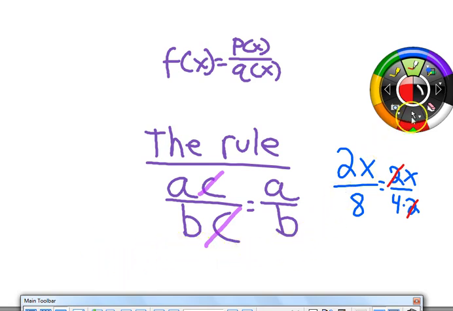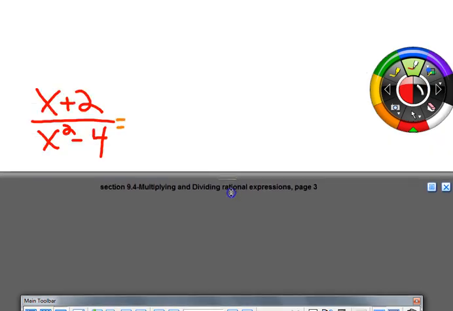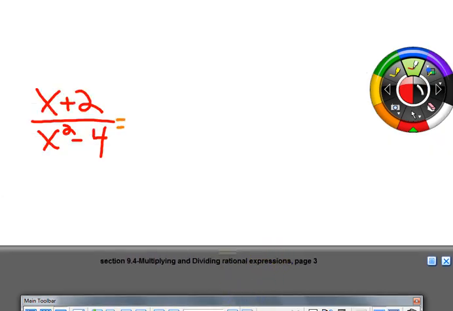Now it's going to get slightly more complicated. We are going to have these creatures, polynomials divided by polynomials. So here is what you do. You are going to end up factoring everything. Factor, factor, factor, factor, factor. So the top, I'm going to factor. Well, it doesn't factor into much. Boring. The bottom, I need to factor x squared minus 4.